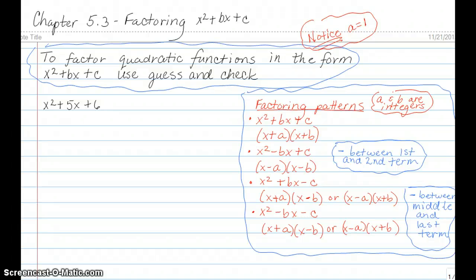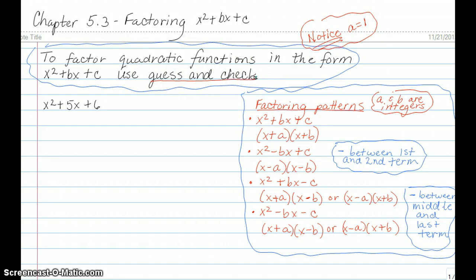This is chapter 5.3, factoring x squared plus bx plus c. Please notice that the a value in what we're factoring today is 1, which is why when you factor quadratic functions or quadratic equations when a is 1, so they're in the form x squared plus bx plus c, you can use guess and check. So that is the reason that you can use guess and check.